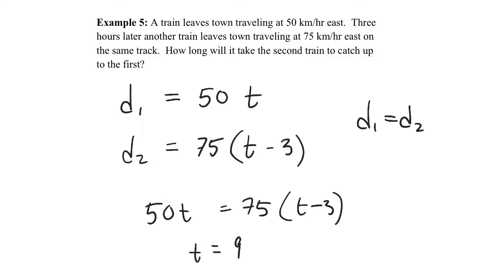So how long will it take the second train to catch up? You start 3 hours later. How many hours is it actually taking to catch up? 6 hours. Very good. The first train has been traveling for 9 hours. That's represented by T. The second train is always 3 hours behind.